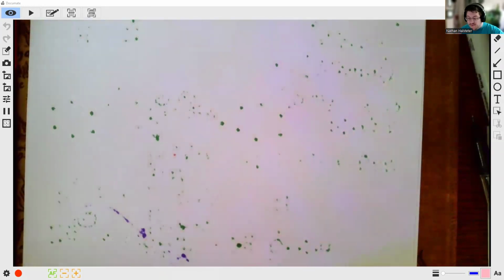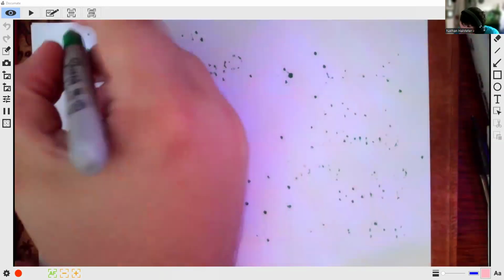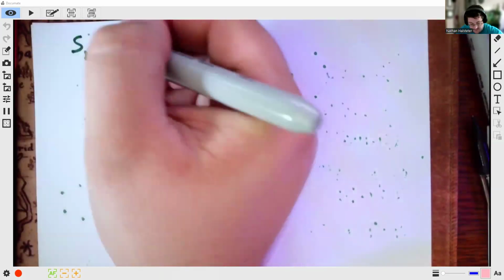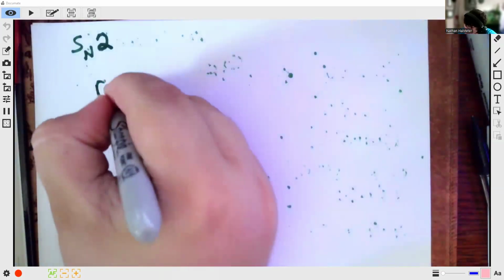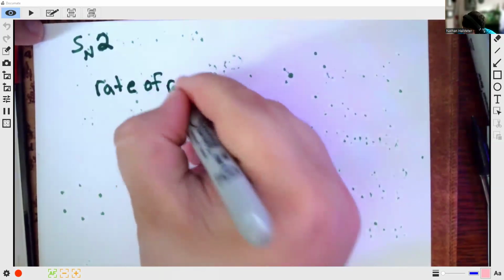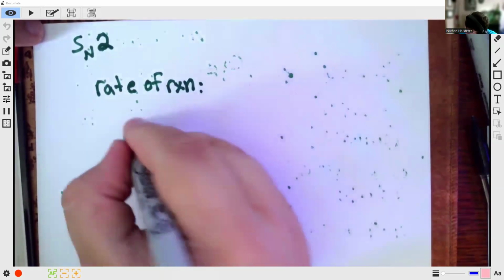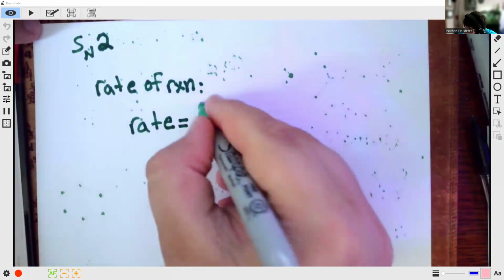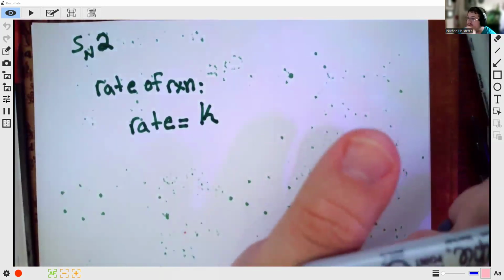So let's talk about the rate of this reaction. It's called an SN2 for a reason. It's because the rate of this reaction is equal to two different things. It depends on two different things, I should say. So rate equals K, which is just some constant. This isn't general chemistry. I'm not going to make you calculate the rate constant.